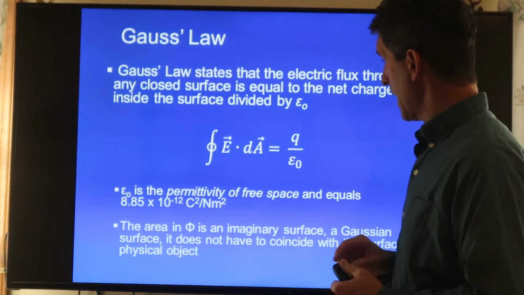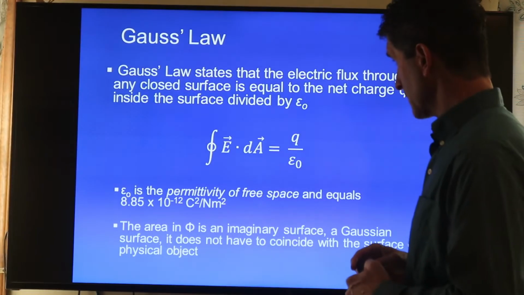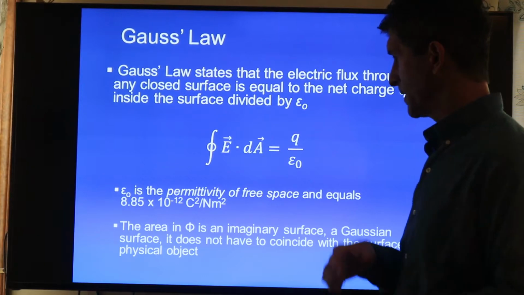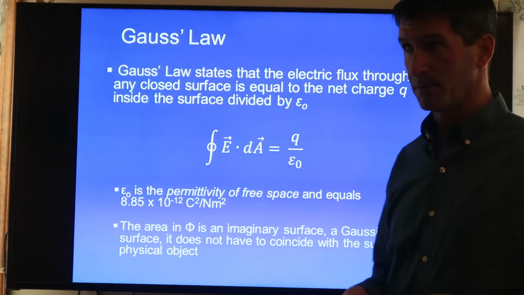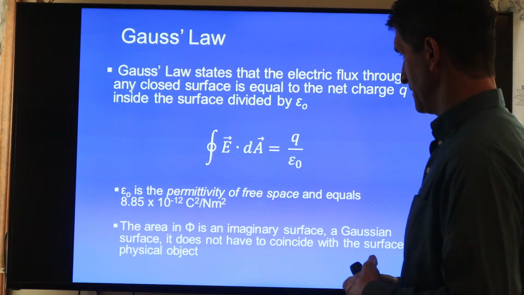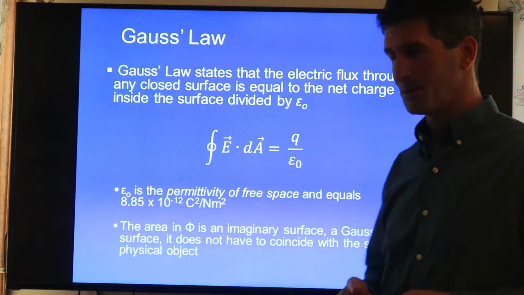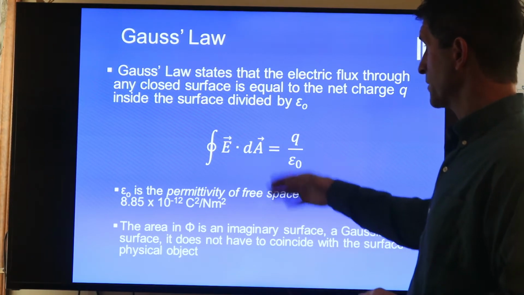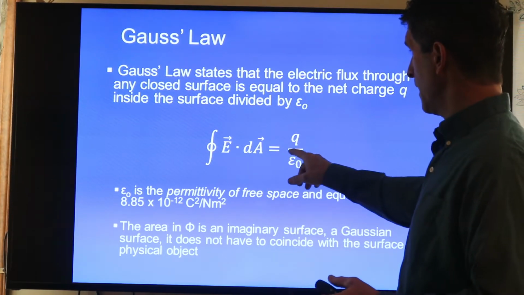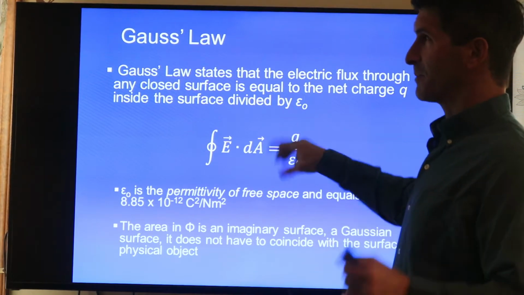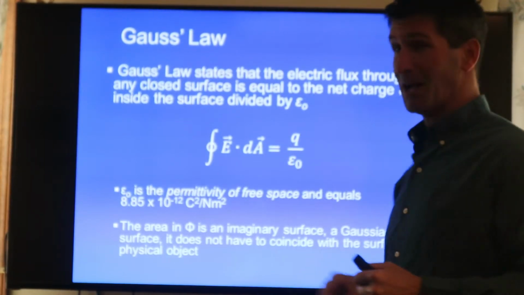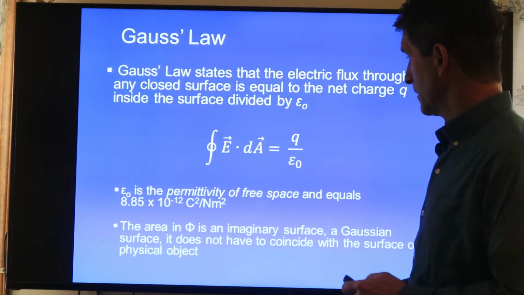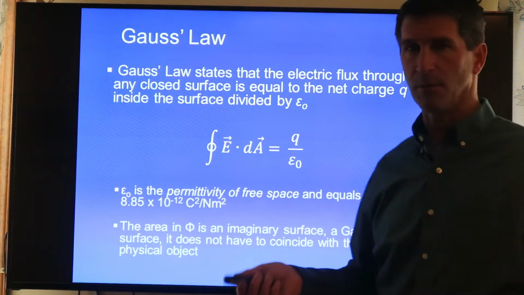Now, this little epsilon zero right here is actually related to the electrostatic constant. It's sort of the inverse. There's a 2 pi or a 4 pi difference between the two. I can never remember. I always have to look up all these constants. But sometimes you'll see Gauss's law expressed as some constant times k e times q, without this little permittivity constant right there. But either way, it's fine.